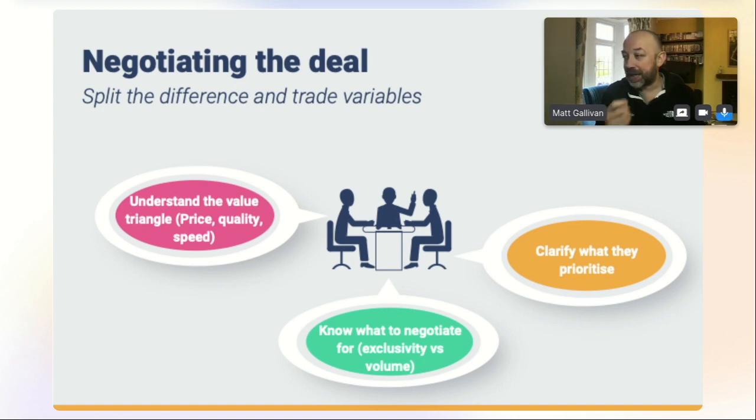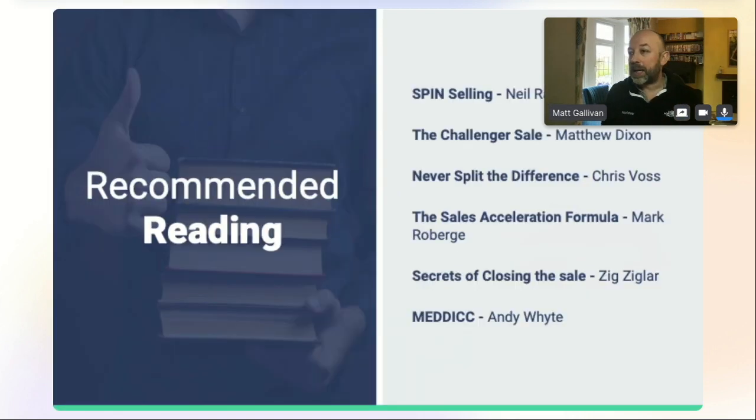And again, clarifying what they prioritize. What's important to them, not what's important to you. Inform them of that. I can't be clear enough. Inform them of, you've said your priority is X, Y, and Z, and I'm going to match that, and this is what it looks like. Just some recommended reading here for you guys.